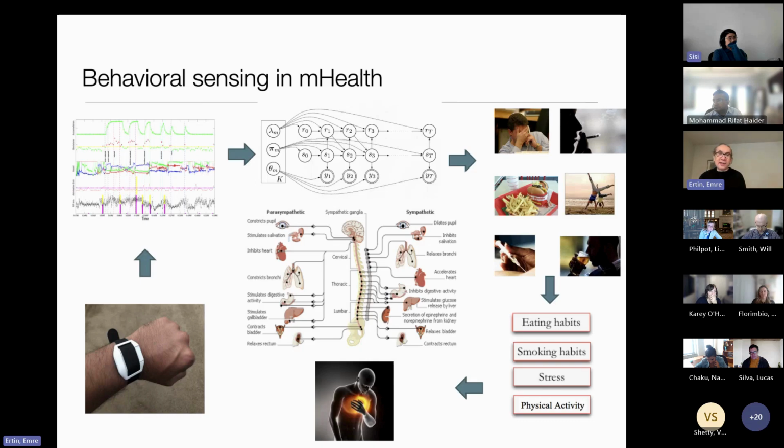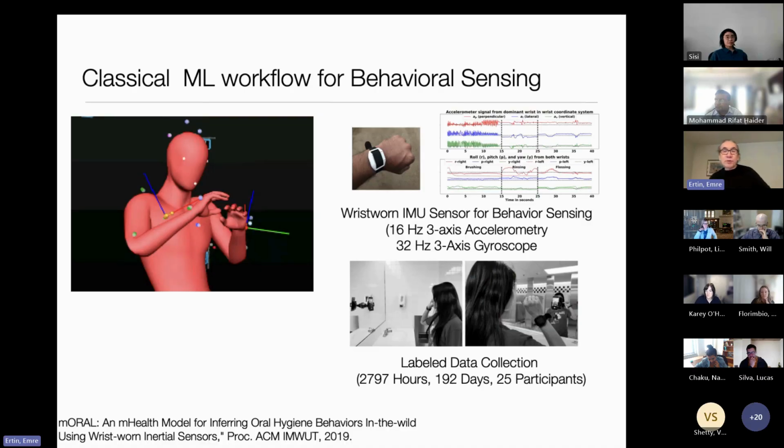And then maybe we can understand this relationship between chronic disease progression and these habits, and then maybe we can intervene at the right moments. So the key piece here is, again, the AI ML piece, which has been taking the sensor data to the biomarkers that we are interested in. And I want to go through one example, which I like, which shows us the classical machine learning workflow for this behavioral sensing.